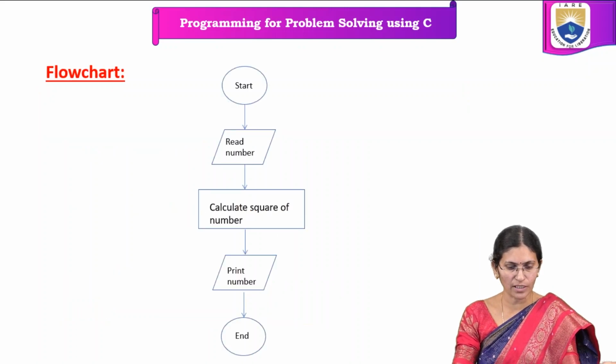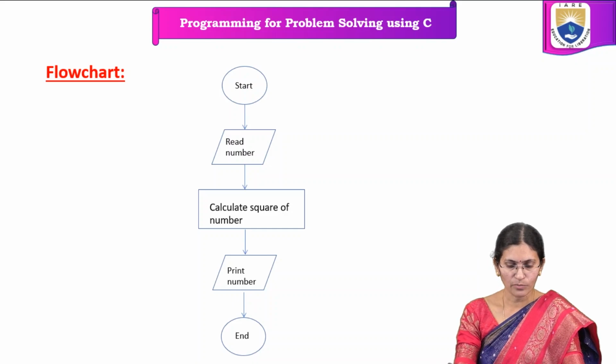So let us see one example flowchart. Suppose we need to find the square of a number. Suppose the programmer wants to find the solution for calculating the square of a number. We know that square of any number n is given by n into n. So let us depict this with the help of flowchart.